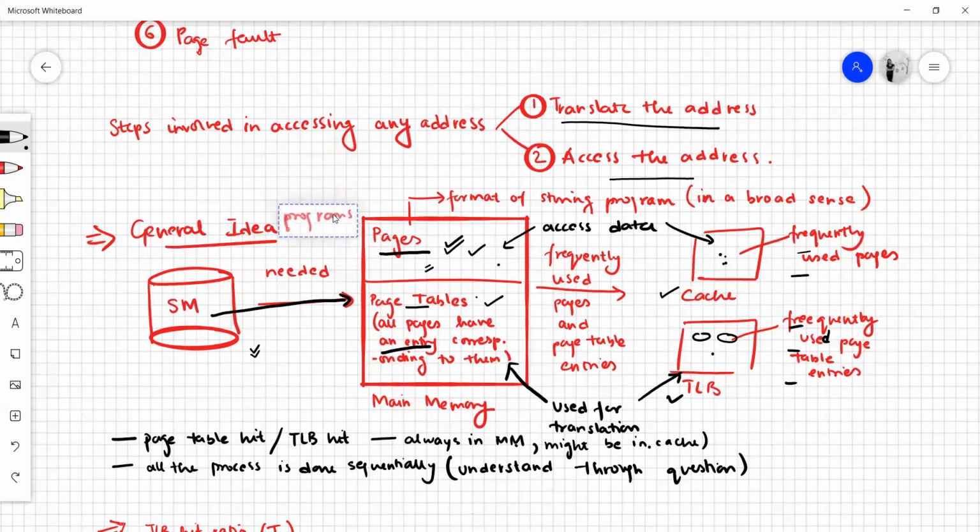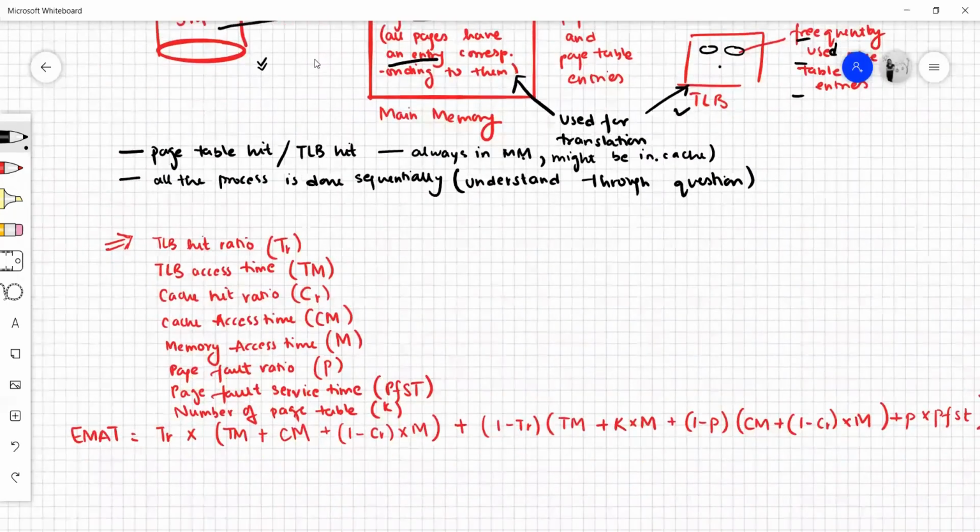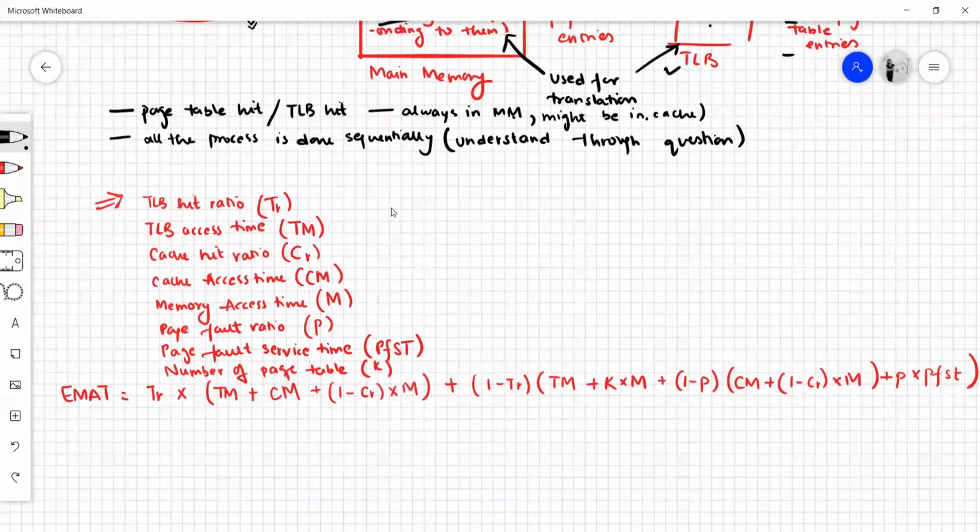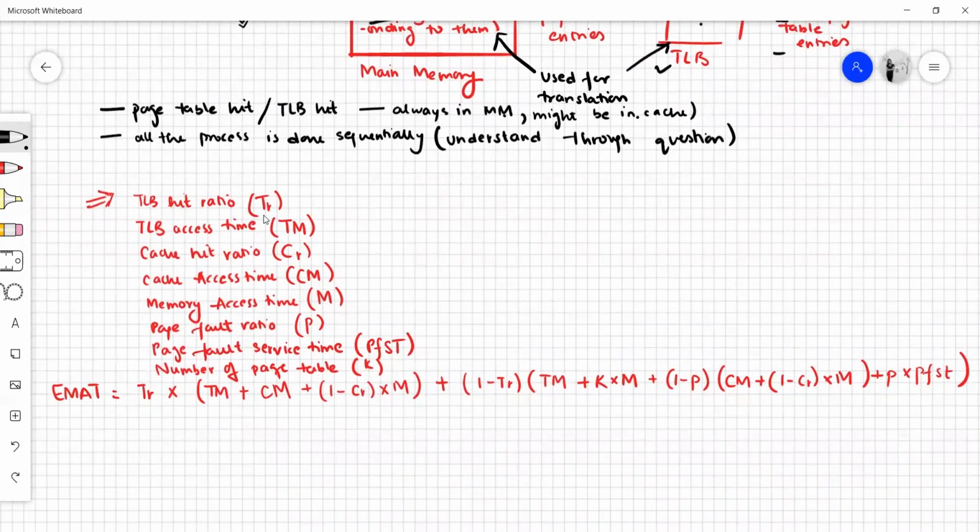Now we'll take the worst possible case of such questions. So you'll be given a TLB hit ratio, a TLB access time, a cache hit ratio, a cache access time, a memory access time, a page fault ratio, a page fault service time, and sometimes even the number of page tables. That is, we have an n level page table. So here I have taken that as k. So we will be told that we have k level page tables.